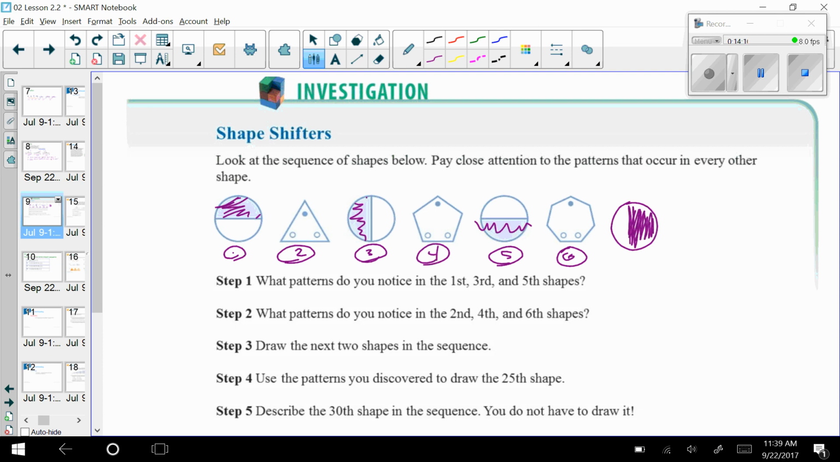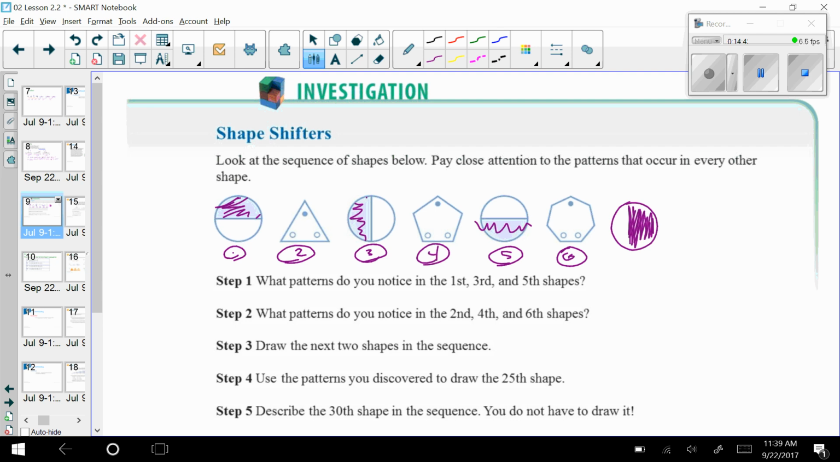Now, what about the second, fourth, and sixth shapes? Well, they're all polygons. And each polygon adds two more sides than the previous polygon. So in the second shape, we have a triangle, which has 3 sides. The fourth shape, we have a pentagon, which has 5 sides. The sixth shape, we have a 7-sided figure, which is a heptagon.